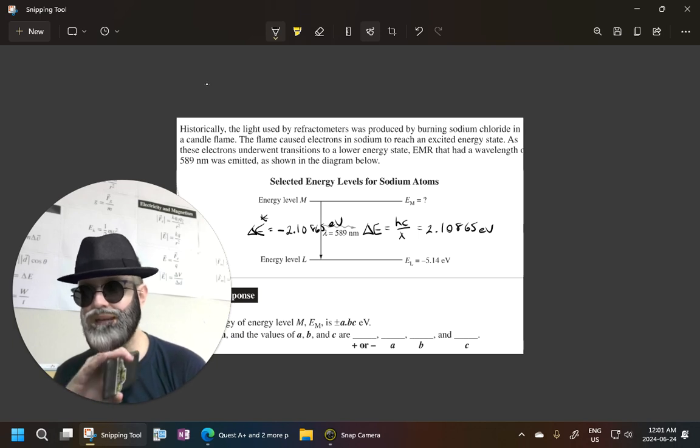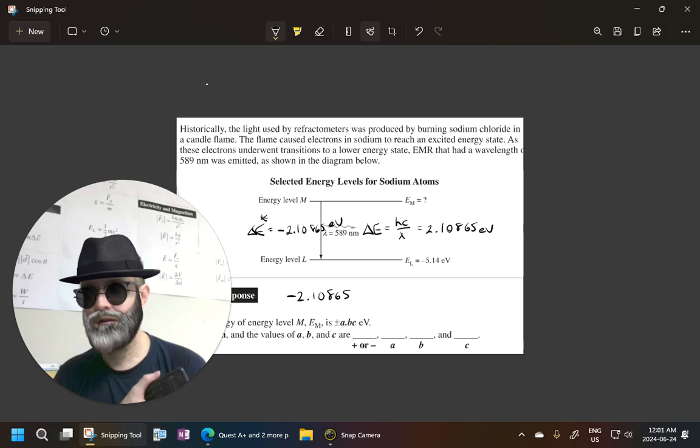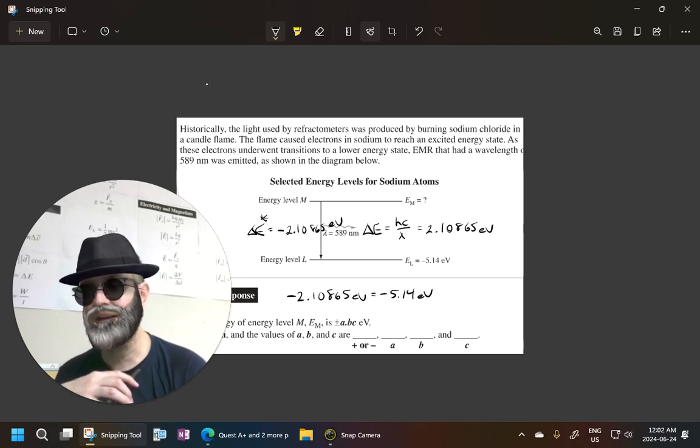So using that negative change, negative 2.10865 electron volts, because remember change is final minus initial. And then this is going to be final. My final is negative 1.54 electron volts. We're trying to find final minus initial.